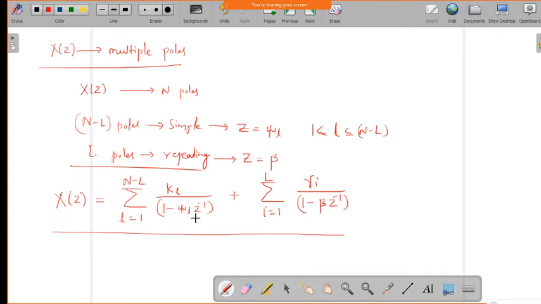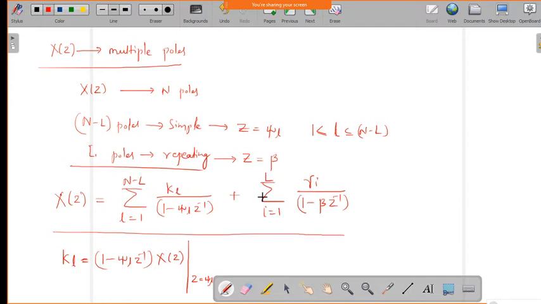Now once we write x of z in this form, we can find out the coefficients k l and gamma i. So what is the equation to find k l? Since these are simple poles, if you multiply x of z by 1 minus psi l z inverse and evaluate at z equal to psi l, you will get the value of k l.